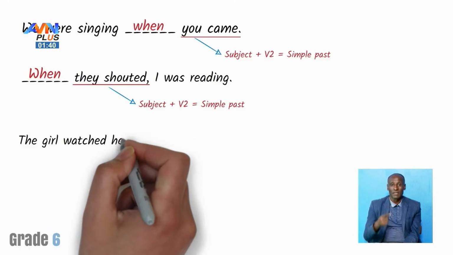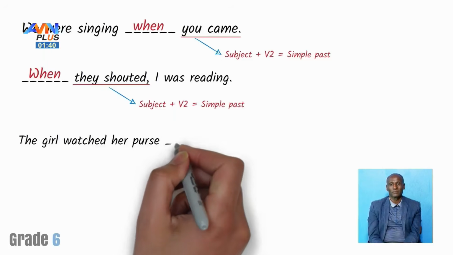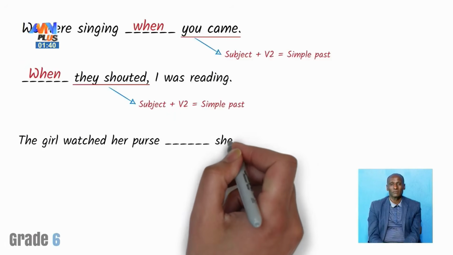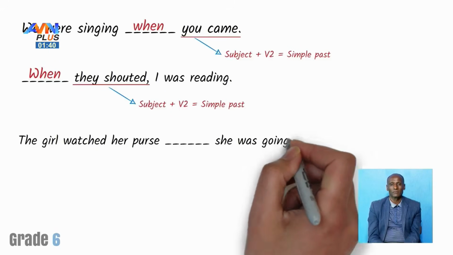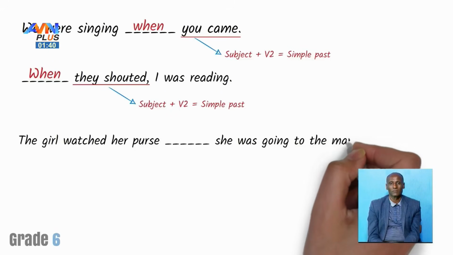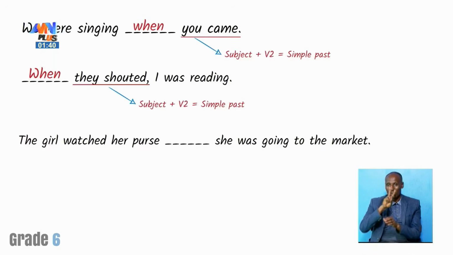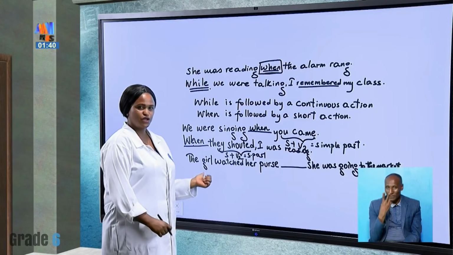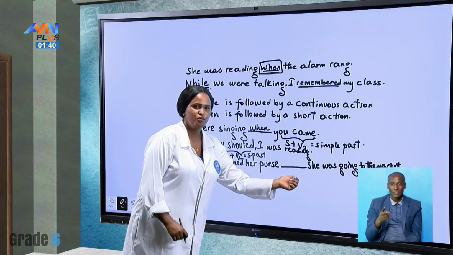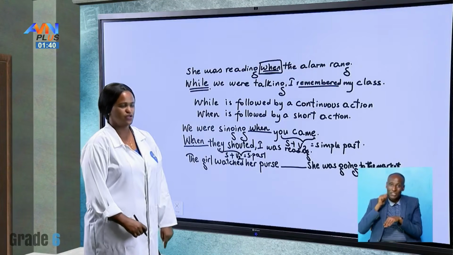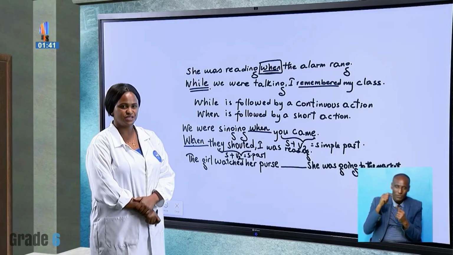The girl watched her purse blank, she was going to the market. Look, the girl watched her purse blank, she was going to the market. Which one do you prefer, or which one do you think is the correct answer here?